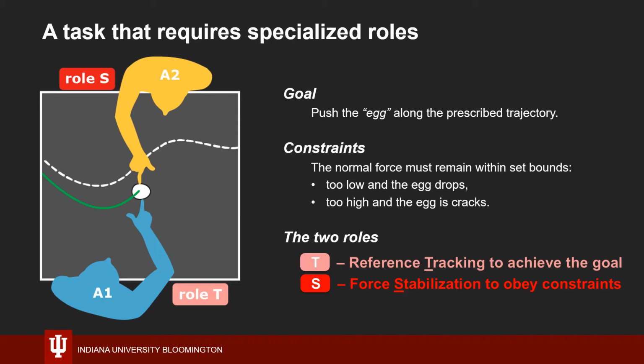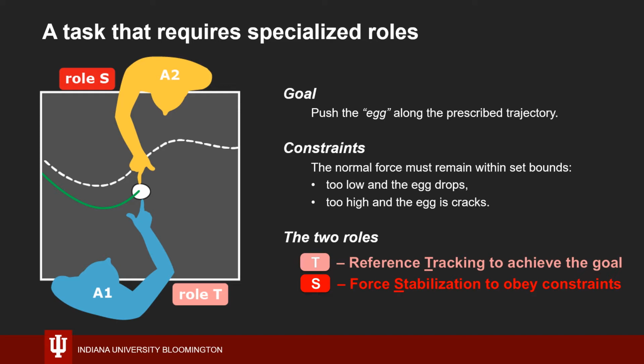We implement a genetic algorithm to create a population of dyads capable of performing a simulated cooperative task. We then explore the genomes of the most successful dyads to see what makes for good cooperation. In our model task, partners sit across from each other and push on an object, an egg. Their goal is to push the egg along a prescribed path without crushing or dropping the egg.